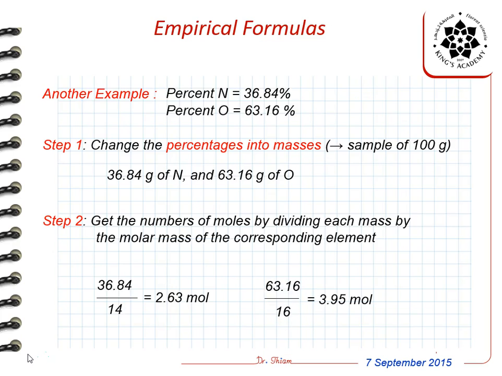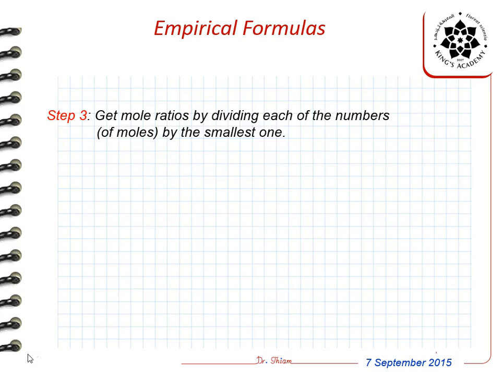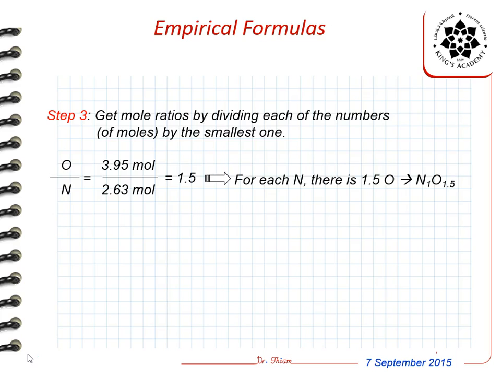Now, do you remember the next step? That's correct. We divide the larger of the two numbers by the smaller one. So we go O over N is 3.95 over 2.63, and we get 1.5. Now, what does this mean? What this means is for every nitrogen we have, we have 1.5 oxygens. So N1, O1.5. But we never write formulas with decimals.